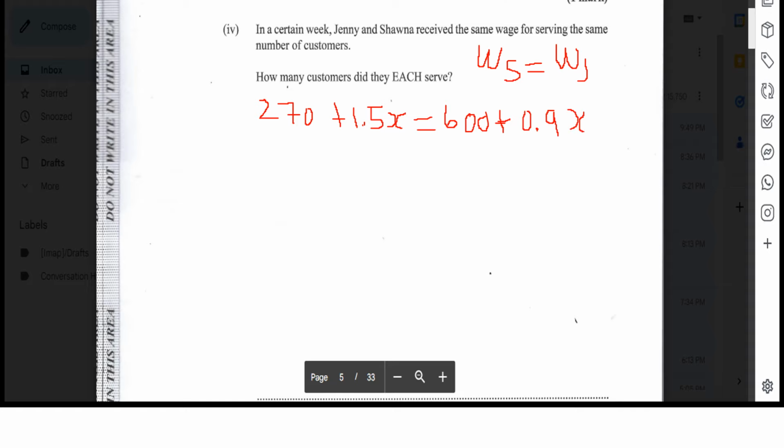So that we will move the 270 over the equal sign, so it becomes a minus 270, and then we'll move the 0.9 over the equal sign, so it becomes a minus 0.9, so that this side would read 1.5x minus 0.9x.